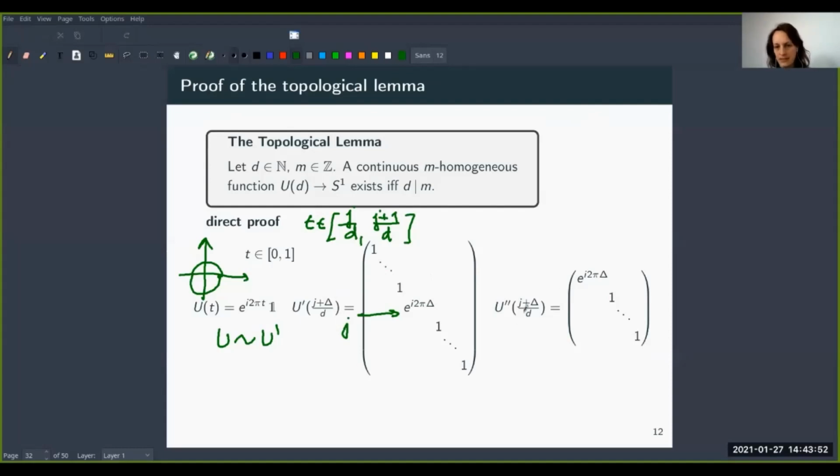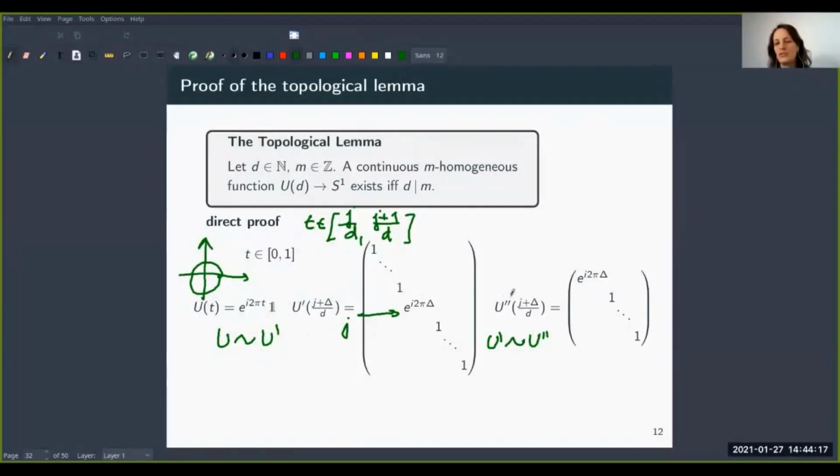And then we have the third path, which is making d loops only on the first entry. And I claim that making one loop on each in sequence and d of them on the first is homotopic. Both of these homotopies are simple to show, but see the paper for them.